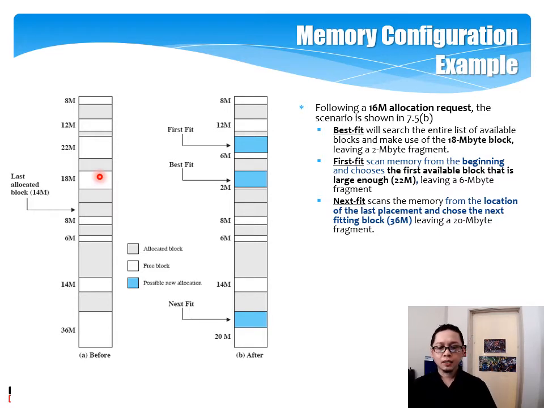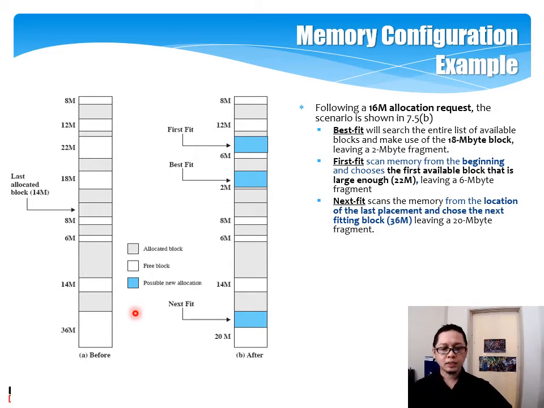Now, the last one is next fit. How will next fit actually do it? Next fit is based on the previous allocation location. In this example, the previous allocation location is here. It works just like first fit, but it will start the searching from this location. So we look at here. Can it fit there? No. Can it fit there? No. Can it fit there? No. Can it fit here? Yes. So it will go to this location if it uses the next fit algorithm.